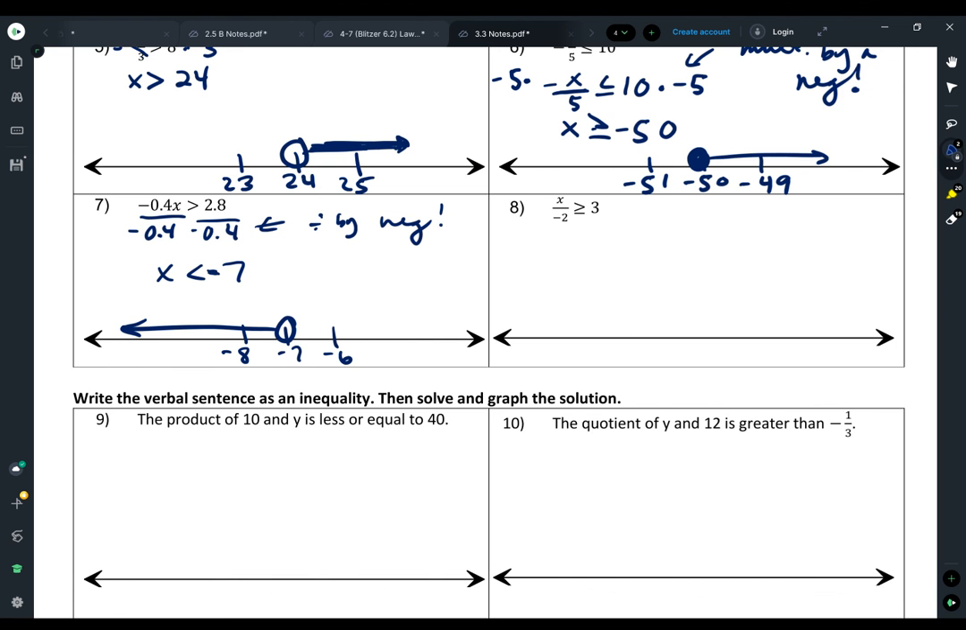On the next one, I'm multiplying both sides by -2. And so we have x, multiplied by a negative again. I've got to reverse, and now this is less than or equal to, and then -6.